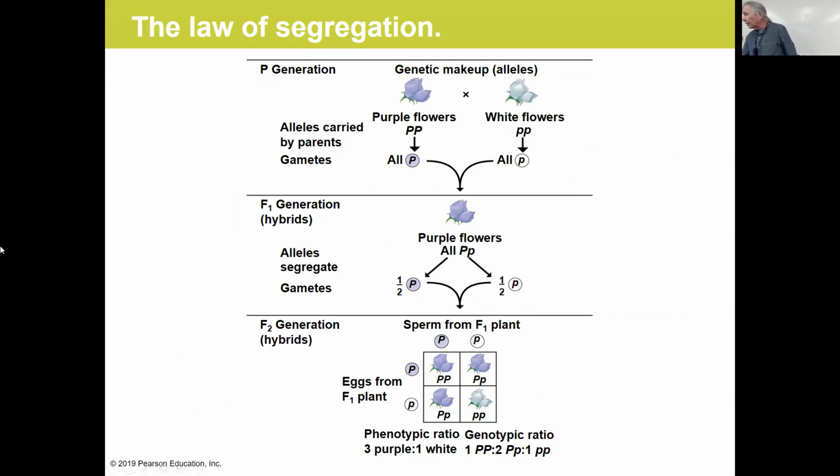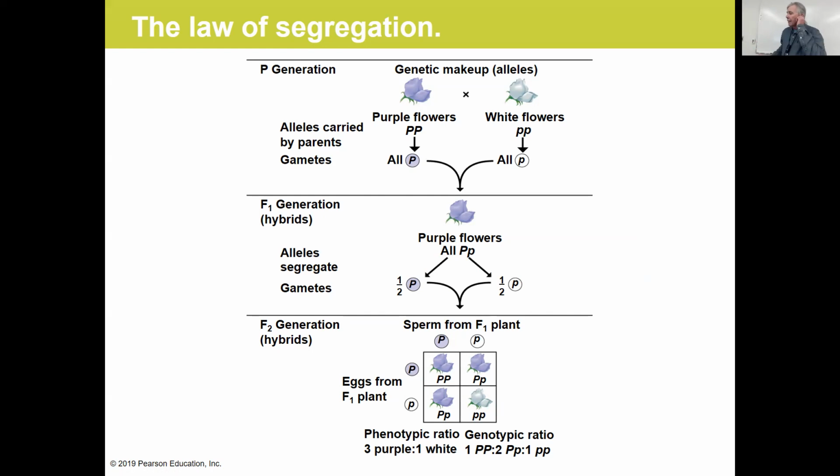So here we go to the P generation. Purebred varieties are going to be homozygous. Purebred purple flowers are going to be big P, big P. Purebred white flowers are going to be small p, small p. And so purebred purple can only give a big P to its offspring. White flowers can only give a small p to their offspring. So they mate, and all of the F1 generation are heterozygous. They have one big P from one parent and a small p from the other parent.